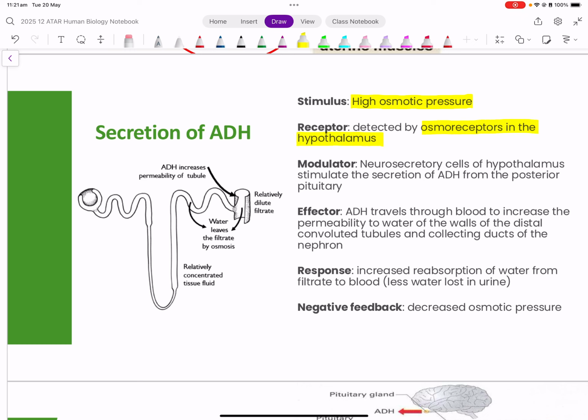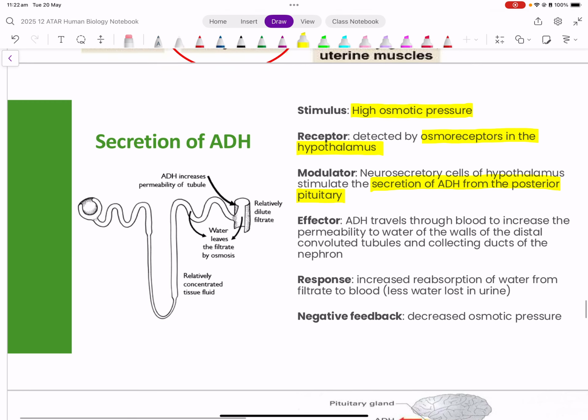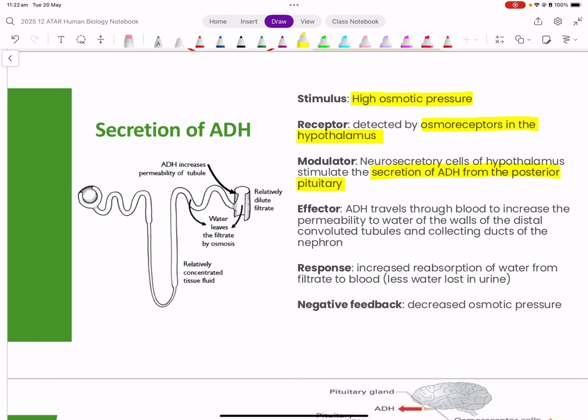This causes those neurosecretory cells of the hypothalamus to stimulate secretion of ADH from the posterior pituitary. Now, if we jump back up here, we can see that those neurosecretory cells run all the way through the infundibulum down into the posterior pituitary, where they release that hormone from the axon terminals across into the bloodstream. It's then going to carry all the way through the bloodstream from the posterior pituitary down to the distal convoluted tubules and the collecting ducts of the nephron.